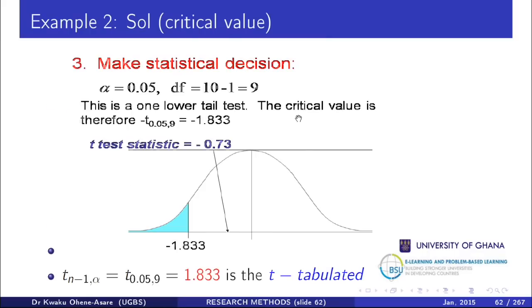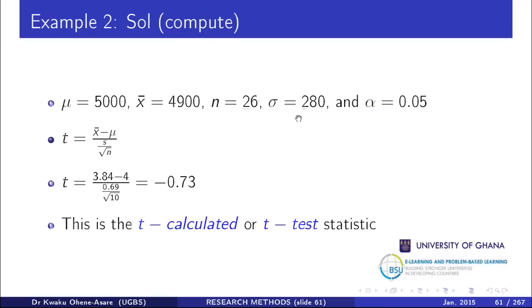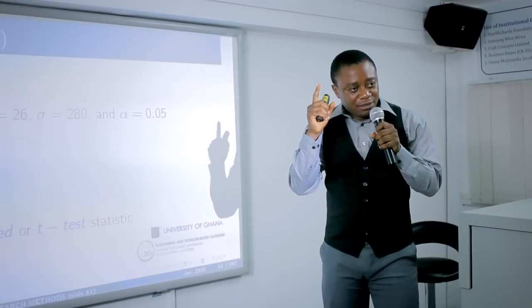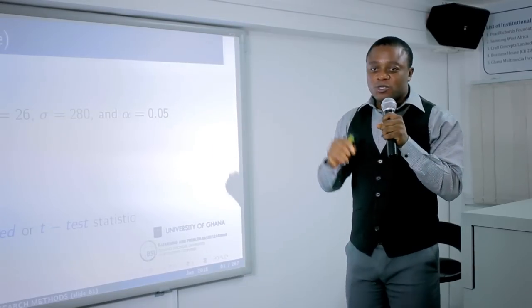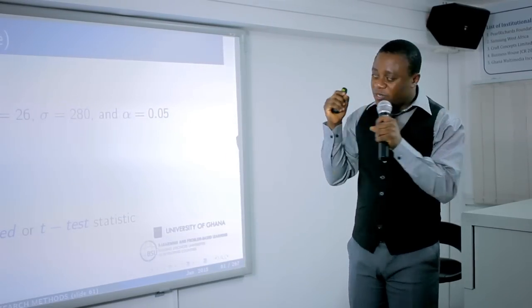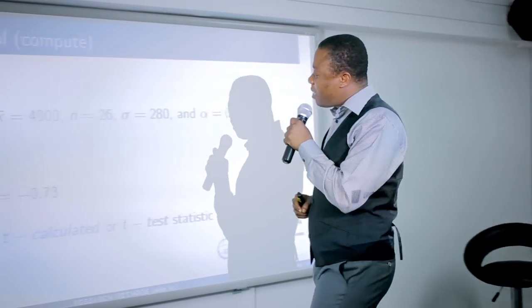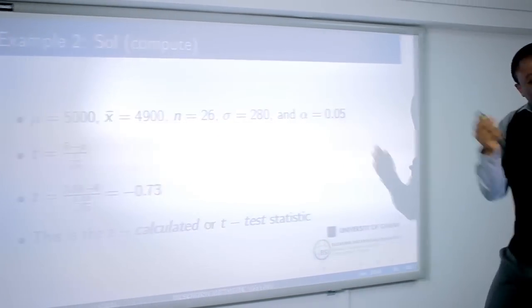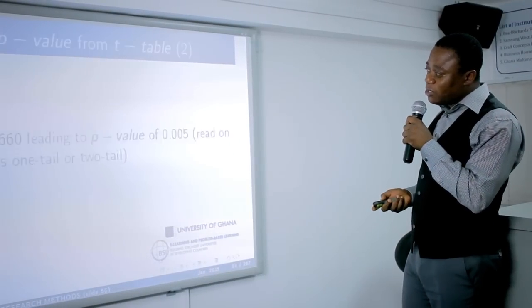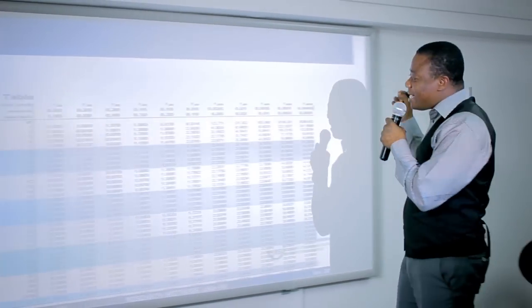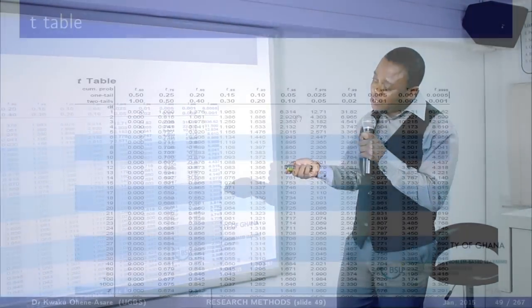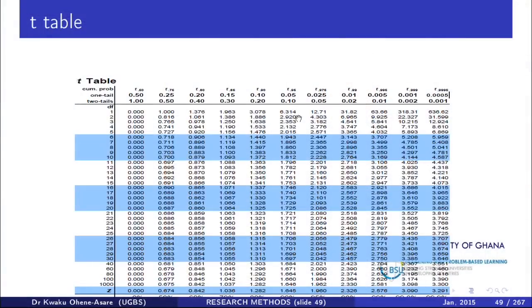Well, finding the tabulated is very simple. What is our degrees of freedom? 10 minus 1. What is our alpha? 0.05. So 10 minus 1 is what? 9. Our degrees of freedom is 9. Our alpha is 0.05. We are going to use that to find the tabulated. So let's go to the table. Remember, we are going to look for 9 under 0.05. Search 9. Remember, it's a one-tail this time. It's not a two-tail. It's a one-tail.